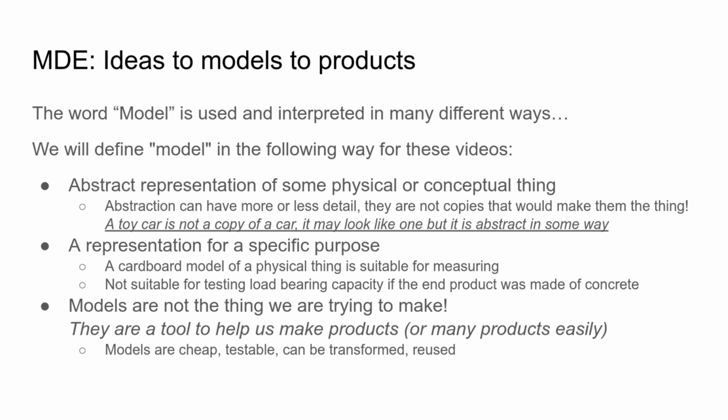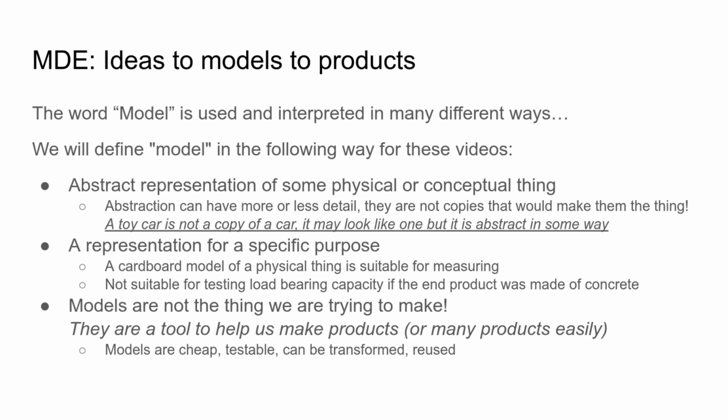Firstly, models in MDE are abstract representations. This can be of a physical thing or some concept, and that abstraction can have more or less detail than the things that they're representing. For example, a toy car is not a copy of a car. It is abstract in some way, which is to say that it is not an identical copy. There is something about it which is different.